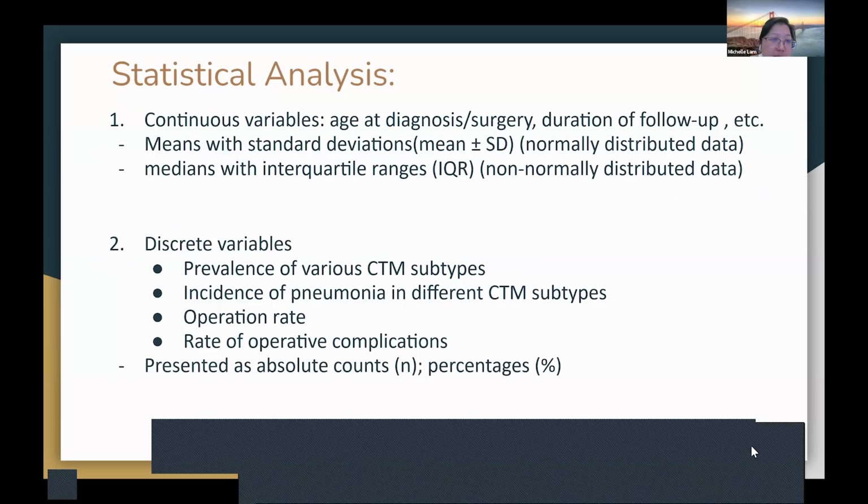We analyzed data in two categories. One is the continuous variables, including age and the duration of follow-up, which will be represented by means with standard deviations or medians with their interquartile range. As for discrete variables, which include the prevalence of various CTM subtypes, the incidence of pneumonia, operation rate, and the rate of operative complications, they will be presented as absolute counts and percentages.